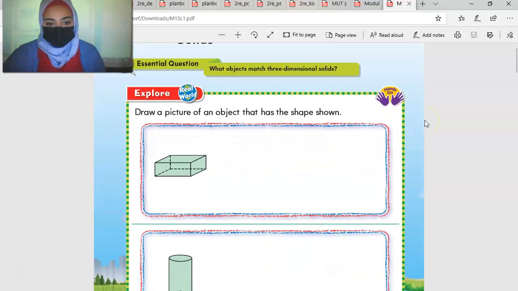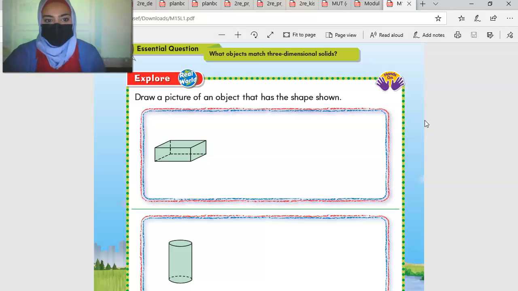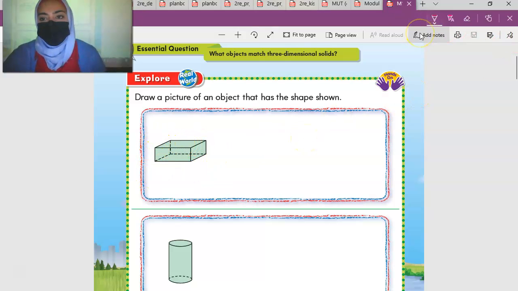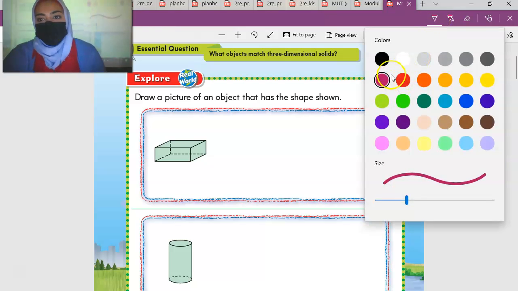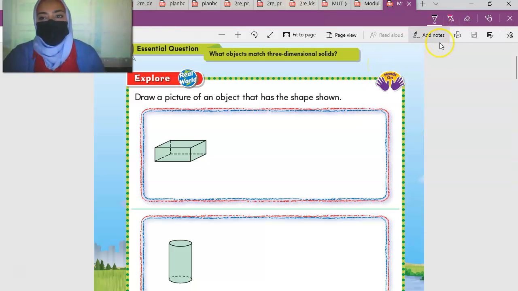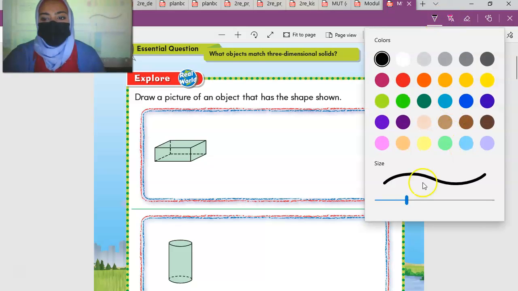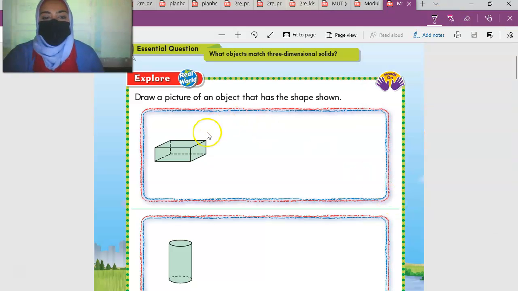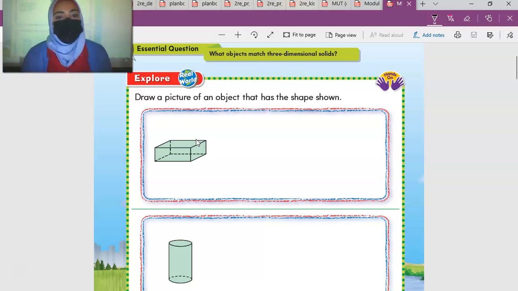What objects match the three-dimensional solids? Draw a picture of an object that has the shape below. So this shape is called a rectangular prism. Can everybody say rectangular prism? Rectangular prism. It's a rectangular prism because it has rectangular faces and it's 3D, which means it's a prism. Anything that says prism means it's 3D. Okay? So what is an object in real life that's the same shape of this prism?